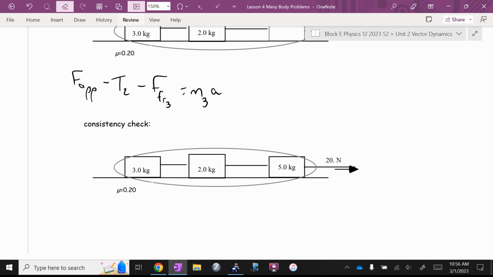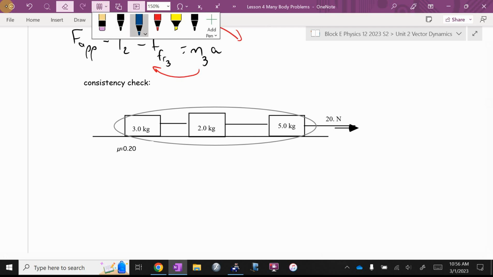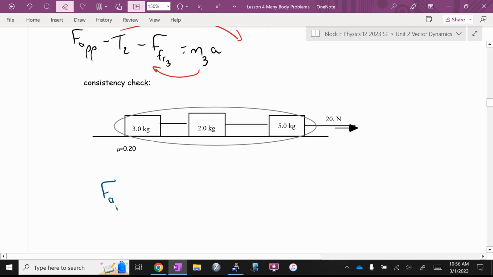Kyle, how would I get the tension? Oh, what's right in front of the tension 2 that I don't like? This is going to be a swappy dance. I'm going to plus that there, and then Marcus, I'm going to minus that there. I'm going to get F applied minus M3A minus friction force 3. And then Kyle, if you don't mind, I'm going to put the tension 2 there because that's where we're used to seeing the thing by itself.